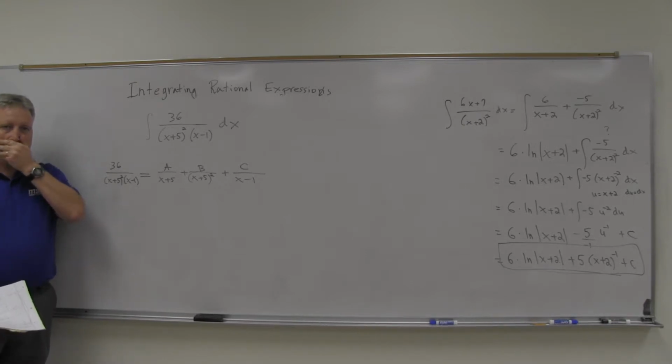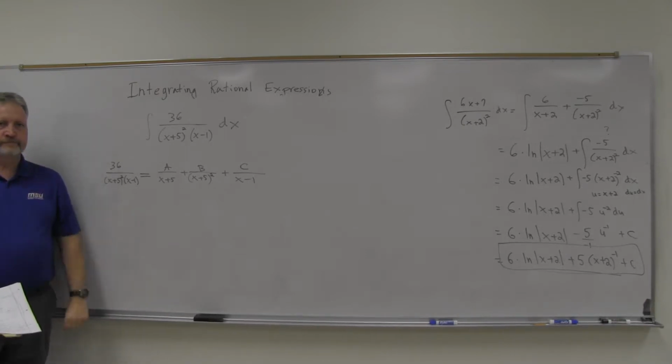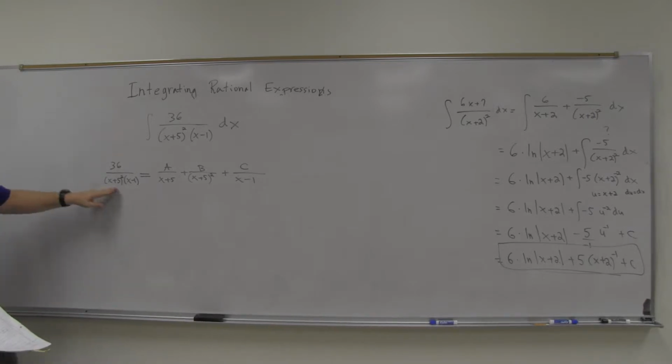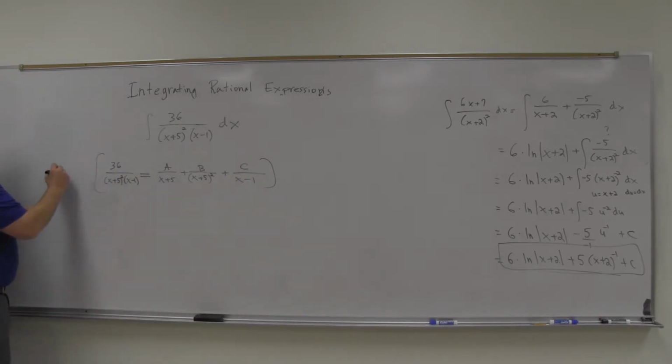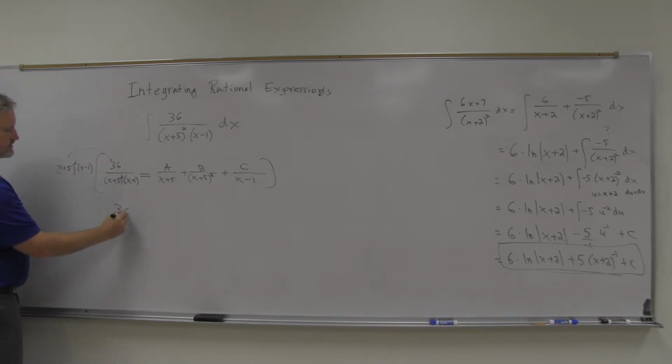With me? Yeah, so I got that squared, so it needs 2. All right, so I multiply through by that x plus 5 squared times x minus 1, and that times that would be 36. All right, then that times that would be what?